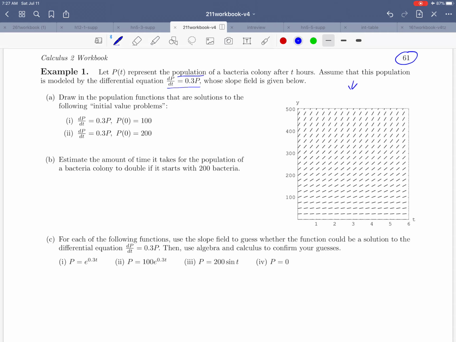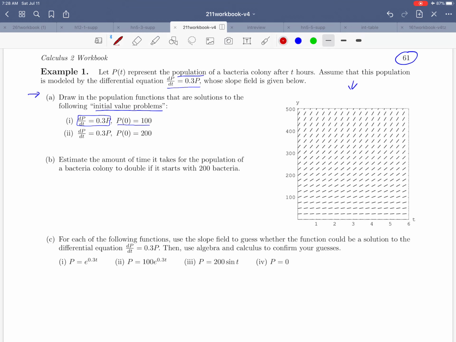Okay, so if we look at part A here, they'd like us to draw in population functions that are solutions to the following initial value problems. Okay, now that's kind of a new term. An initial value problem is just a fancy way of saying a differential equation together with a starting condition, an initial condition. And I'm going to remind you kind of what this notation means.